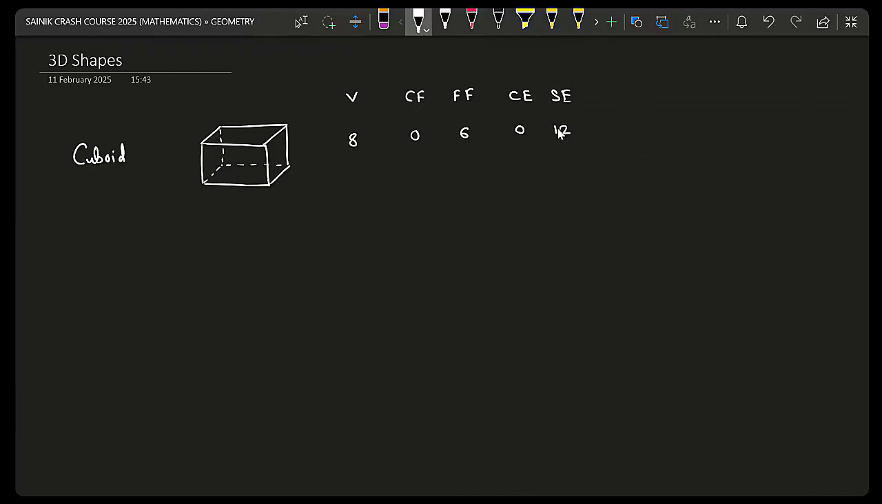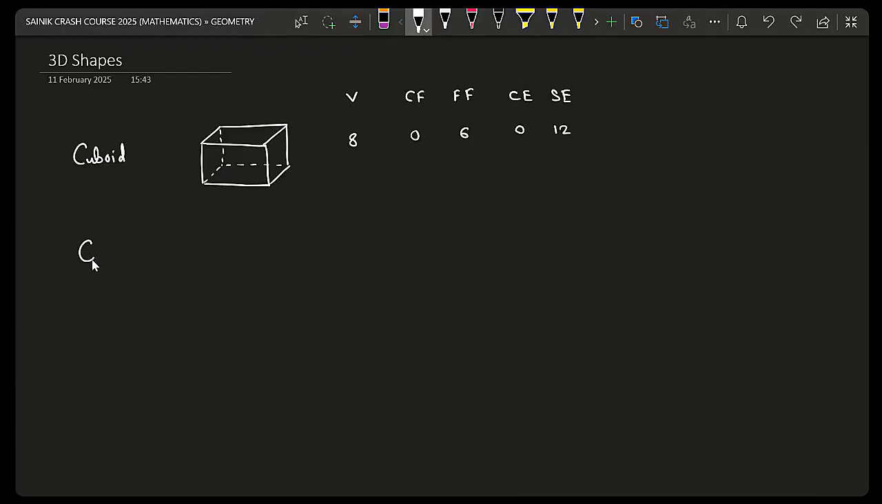We can say there are 4 lengths, 4 breadths, and 4 heights. We call this dimension length, this dimension breadth, and this dimension height. So there are 4 equal lengths, 4 equal breadths, 4 equal heights. Together we can write the number of straight edges is equal to 12. So this is about the cuboid.